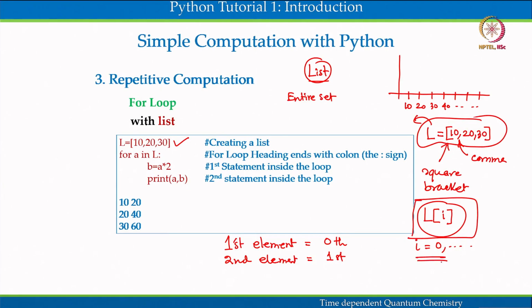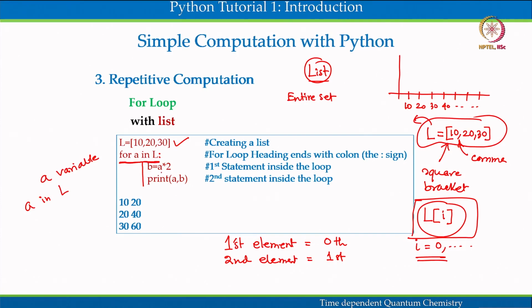So what we have done in the for loop, we have defined the list, and the for loop construction, again, the heading ends with a colon, that's what we remember, and then the indented part is showing the iteration part. But the construction is for a in L. A is a variable. So a in L means the element in L, and it will start from the first element.